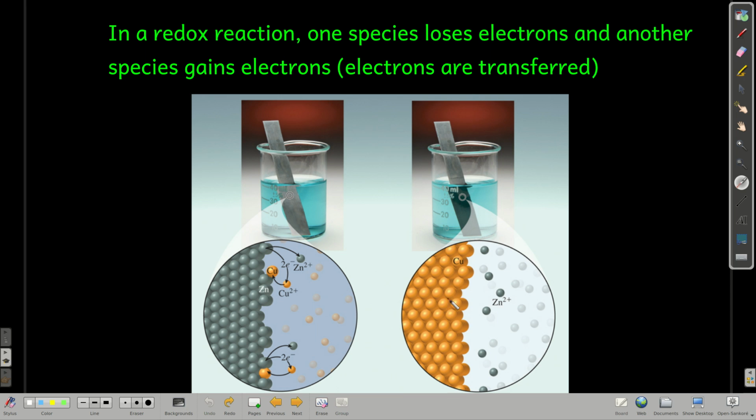Now, if we were to do it the other way, if we were to put a piece of copper metal into a solution of zinc ions, we'd see nothing happens. The basic reason for that is that this is a tug of war for the electrons. Copper is stronger than zinc. The zinc ion is not strong enough to pull the electrons away from copper, but copper can pull them away from zinc. So we see a reaction here, we don't see one here.